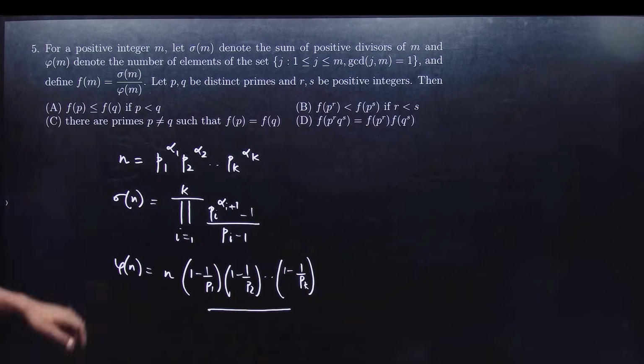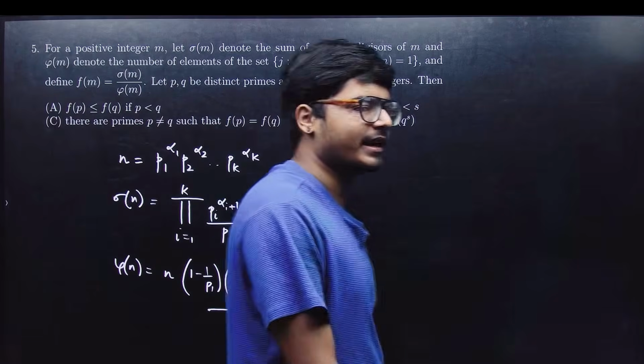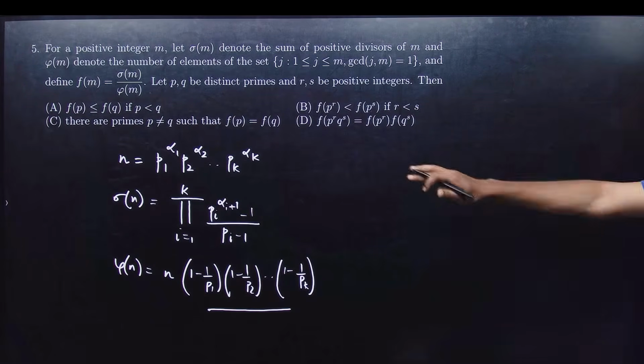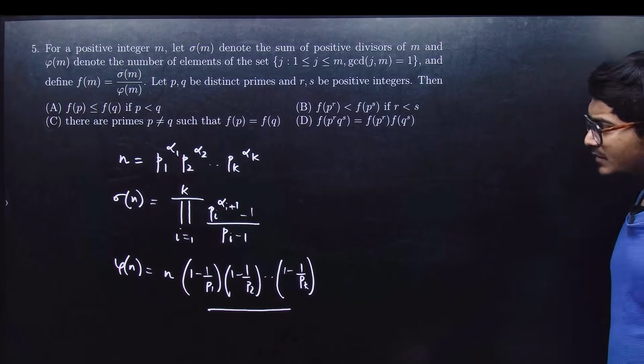In this case, your numbers are comparatively simpler, right? They're just powers of primes. So it makes this entire calculation a lot easier. But in general, remember these formulas, okay? So now let's look at the options.